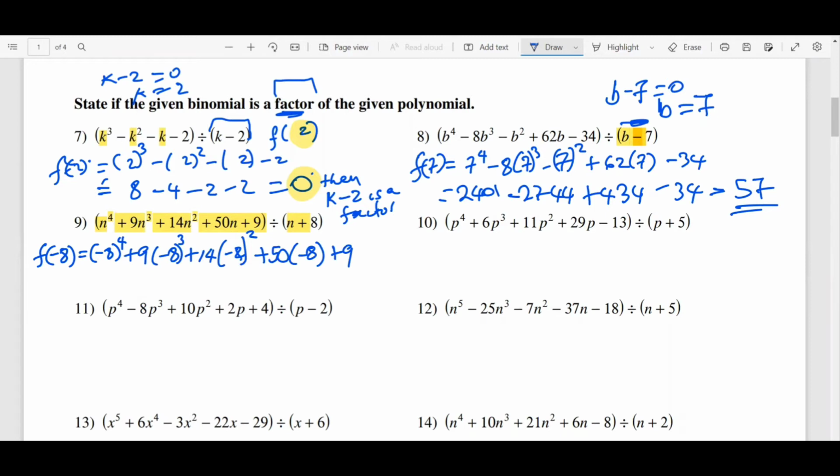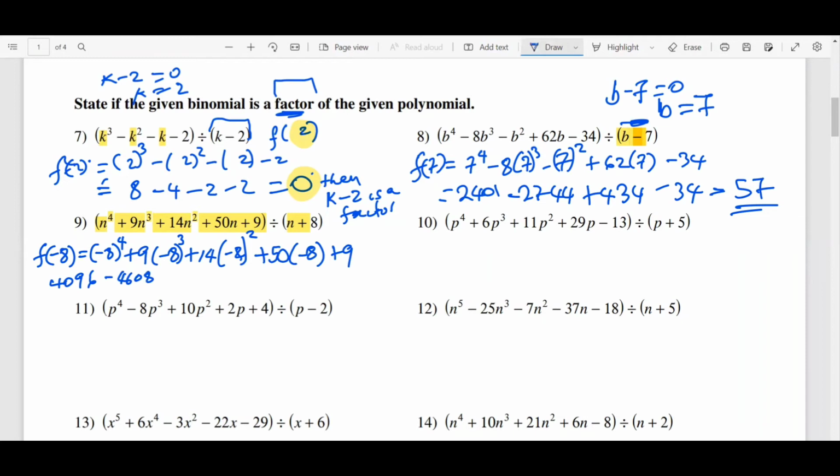All right. So let us now go through with our responses. All right. So -8 to the fourth, that's about what? 4,096. Then we'll have 9 times -8 to the third. And that's about, okay, that's actually a negative number there. So let me clear the screen. So that's going to be a minus 4,608.